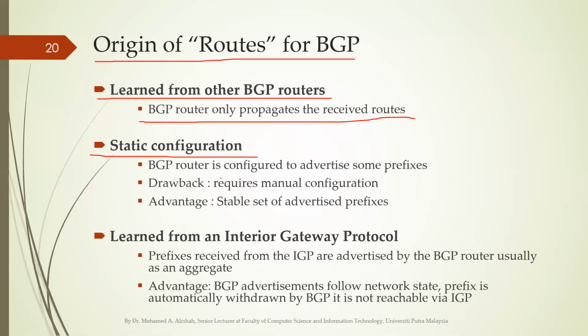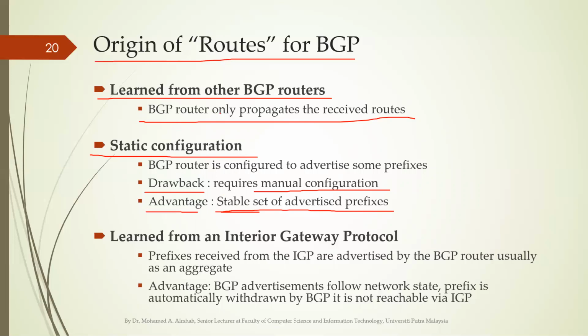So the BGP router is configured to advertise some prefixes. The drawback of this is the manual configuration. It requires manual configuration. The advantage is the stability. It's a stable set of advertised prefixes, so it's not going to be automatically changed, maybe disabled or enabled. Why? Because they are static routes. They will always be enabled.